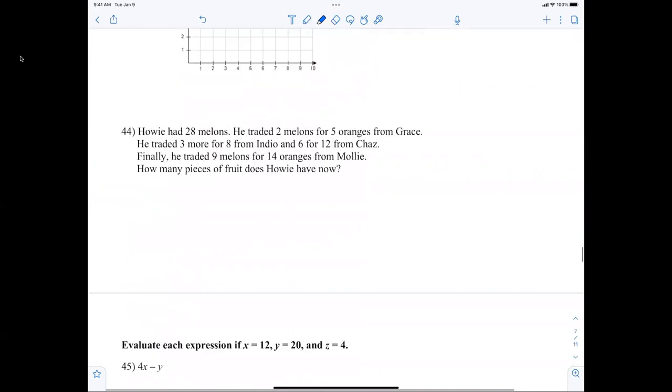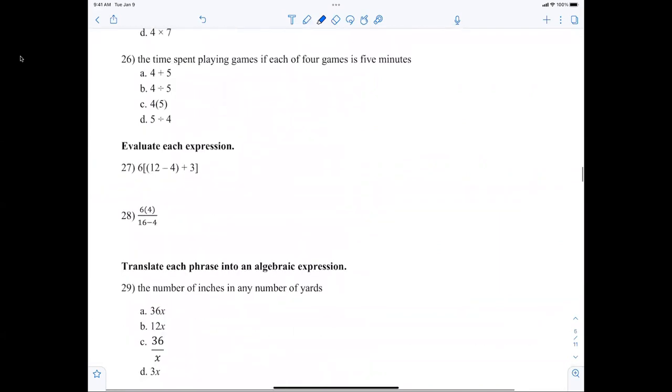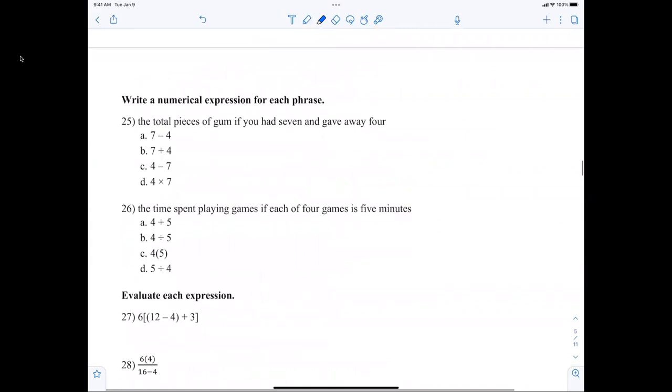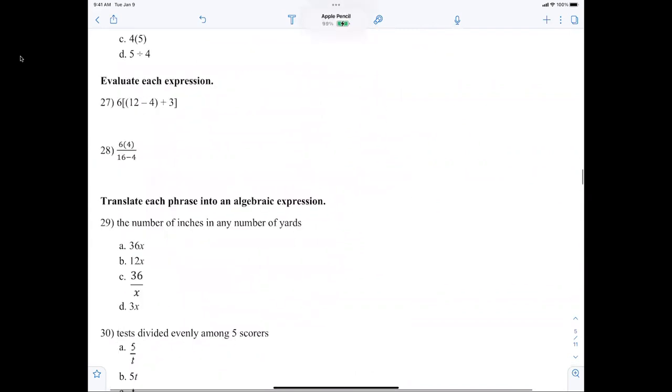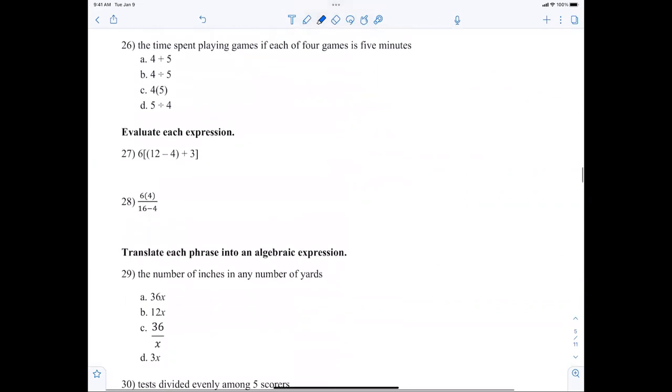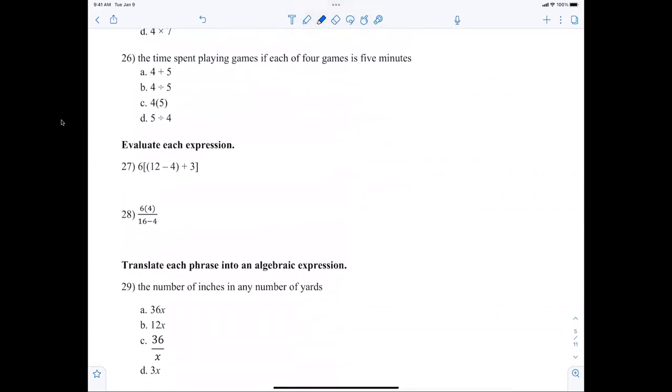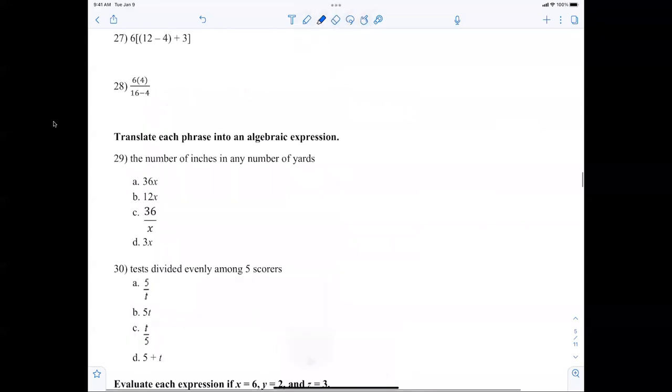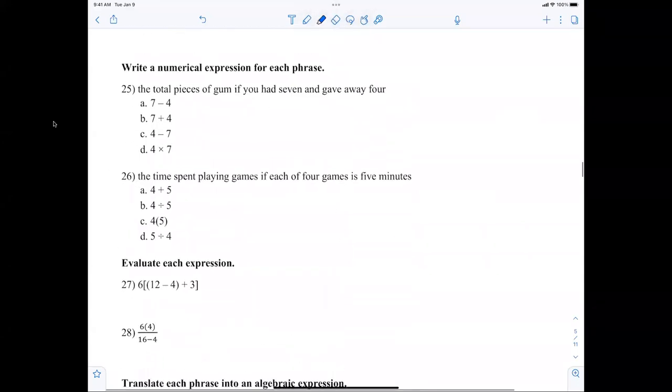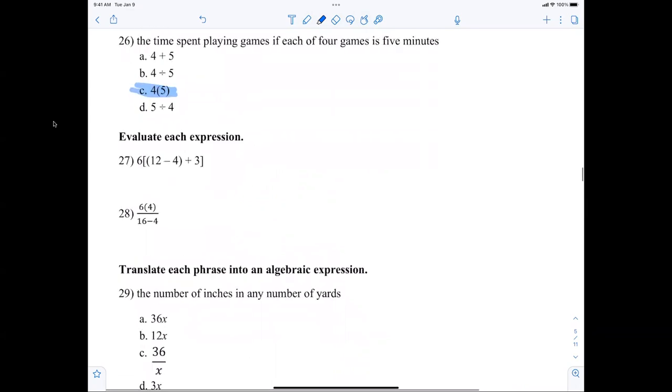All right. Let's do a couple more. Let me pause it, and I want everybody to do 25 through 31. All right. The total pieces of gum if you have 7 and gave 4 away. The time spent playing games if each of the 4 games is 5 minutes. C, good job, guys.